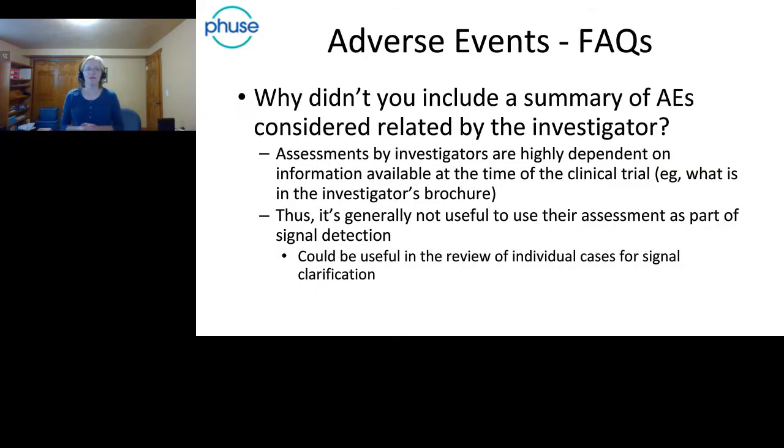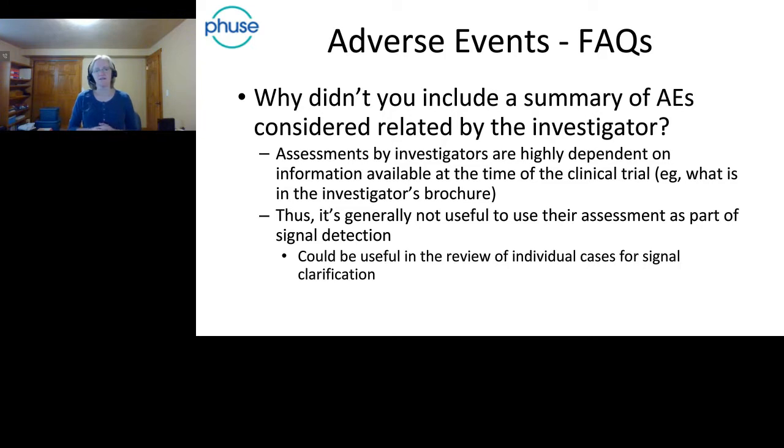Another FAQ is, why didn't you include a summary of adverse events considered related by the investigator, right? If you saw that recommended list of analyses, this one was not there. So why is that? It is in our FUSE AE white paper. We did talk about this and have a section on this. The idea is that it's not really helpful, right? Most people believe it is not very helpful to help us identify events that could be ADRs, right?